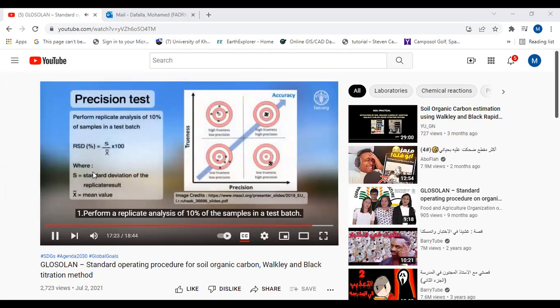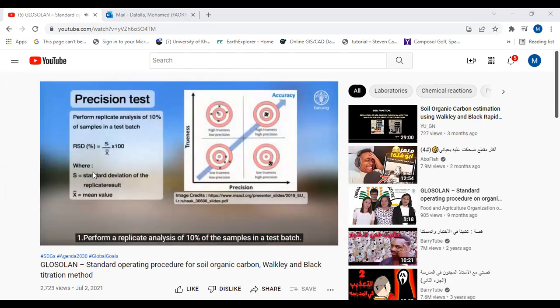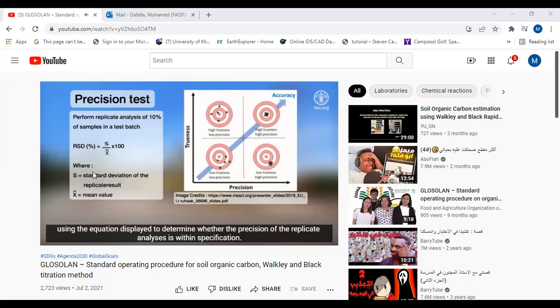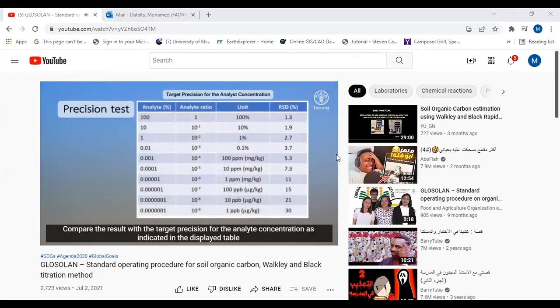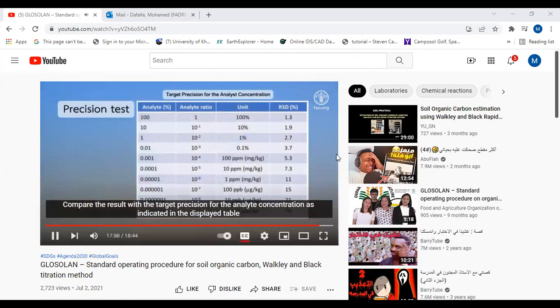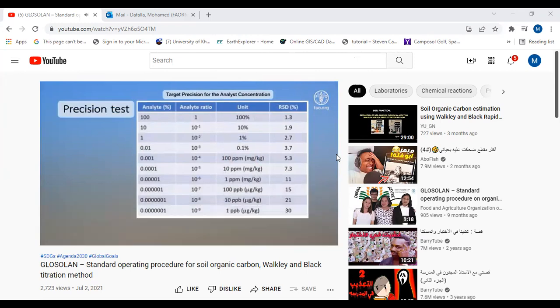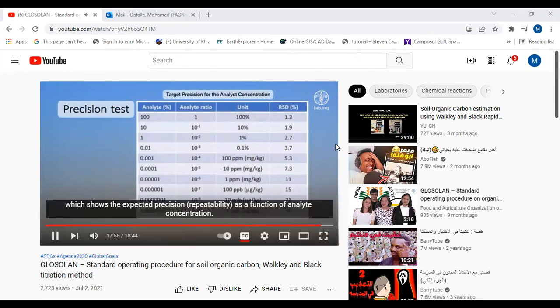perform replicate analysis of 10% of samples in a test batch. Calculate the percent relative standard deviation using the appropriate equation to determine if the precision is acceptable. Compare the result with the target precision for the analyte concentration as indicated in the table, which shows expected precision as a function of analyte concentration.